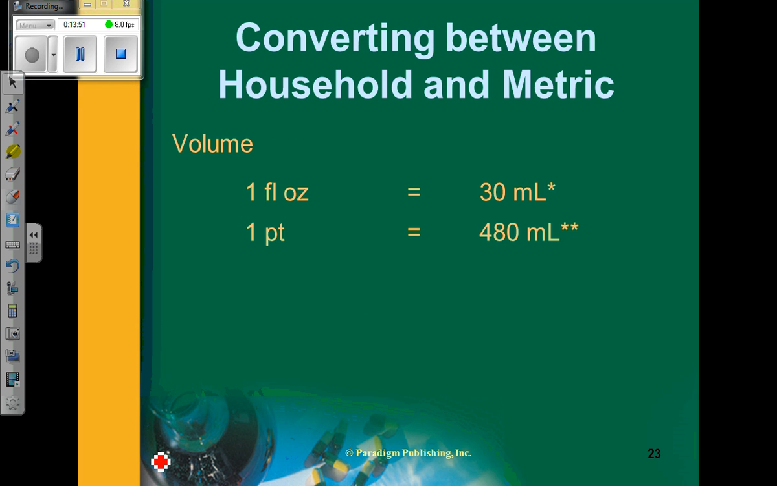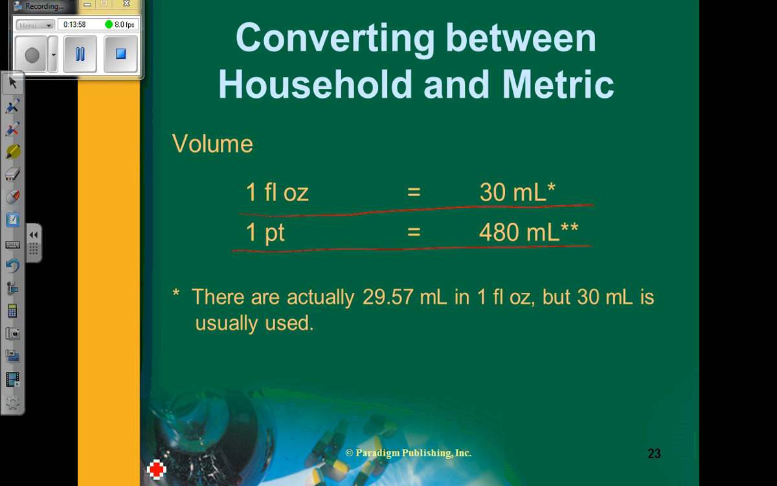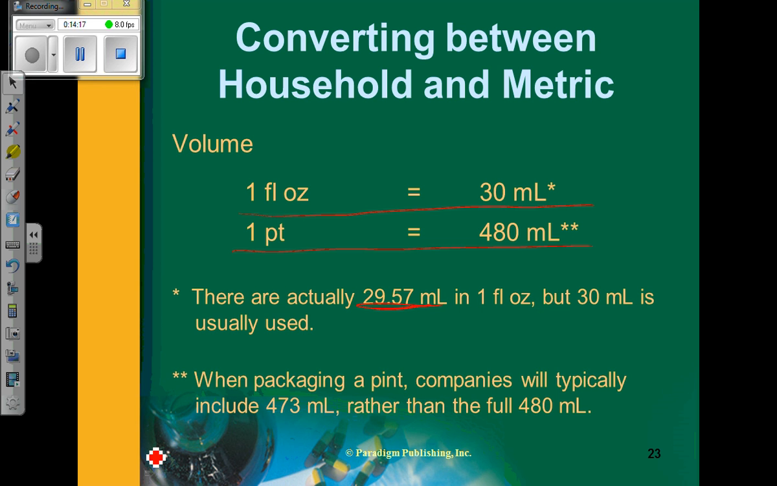Again, here you have the volume. 1 fluid ounce equals 30 milliliters and 1 pint equals 480 milliliters. This is the rounded off version. When you have 1 ounce equals 30 milliliters, that is the rounded version. There are actually 29.57 milliliters in 1 ounce, but 30 milliliters is typically used because it's easiest that way.